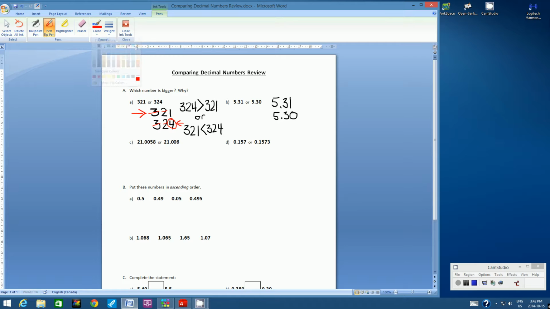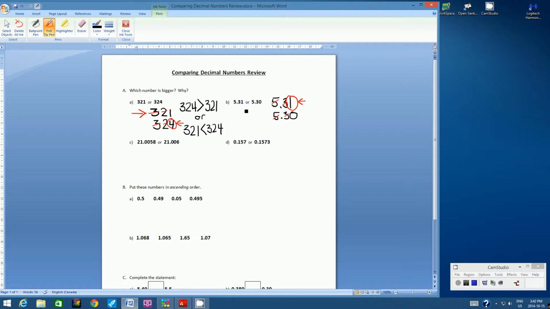Let's compare these numbers. In the first number, we have a 5 in the ones column, and in the second number, we have a 5 in the ones column. So they're the same, so we can cross those out. Now, as we cross over the decimal, we get to the tenths column. In the first number, we have a 3 in the tenths column, and in the second number, we have a 3 in the tenths column. So they are the same number, so let's cross those out. Now, let's go to the hundredths column. We have a 1 compared to a 0. The 1 is the larger number, so that means that the first number, 5.31, is greater than 5.30.